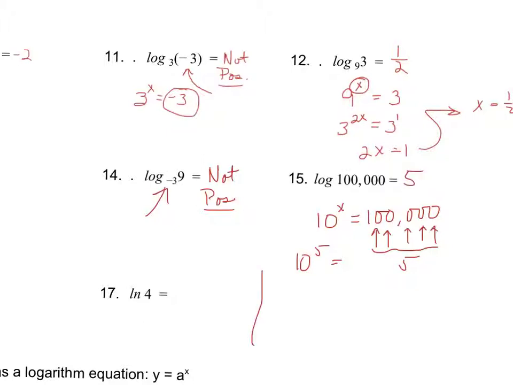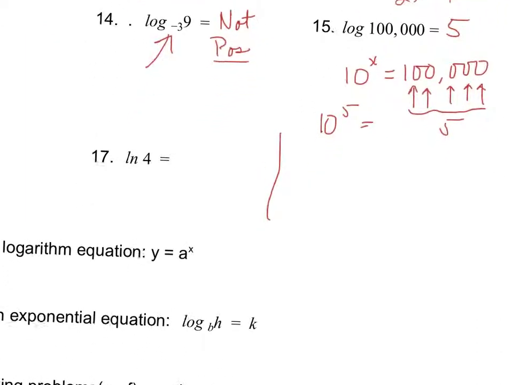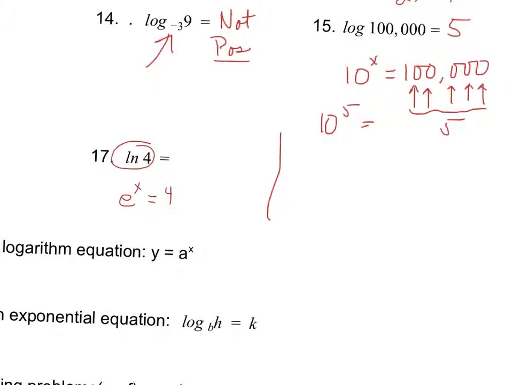Number 17, this is a natural logarithm. The natural log we're asking of 4. So e to what power gives me 4 is what that's asking. I don't know what that is, so I'm going to have to grab my calculator. Just type in natural log of 4, and you'll have your answer.